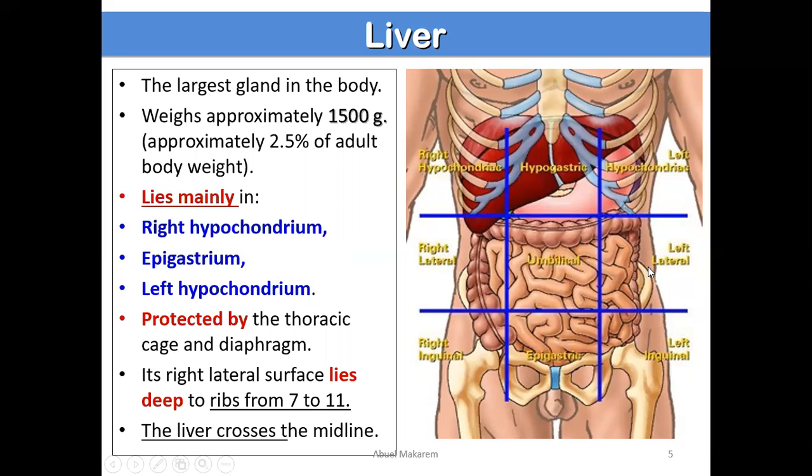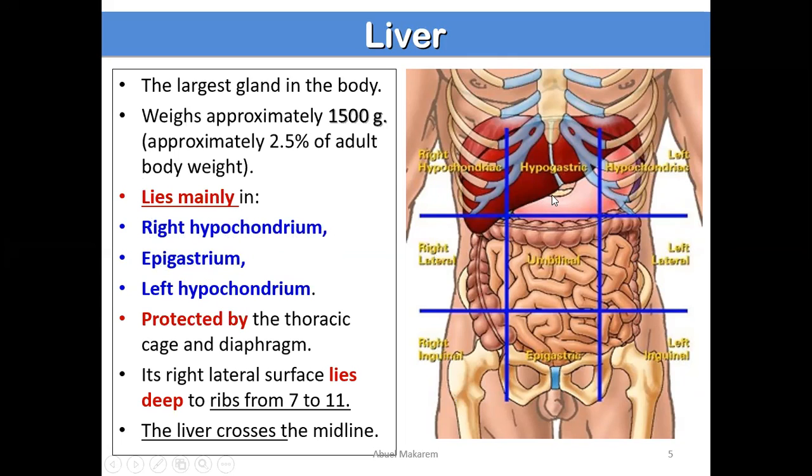Right and left lateral areas, as well as the right and left inguinal regions. Okay, so this is the lumbar, right and left lumbar regions. They are also called right and left lateral regions, or they are also called lumbar. Okay. Then coming to the main site, it will be present mainly in the right hypochondrium.